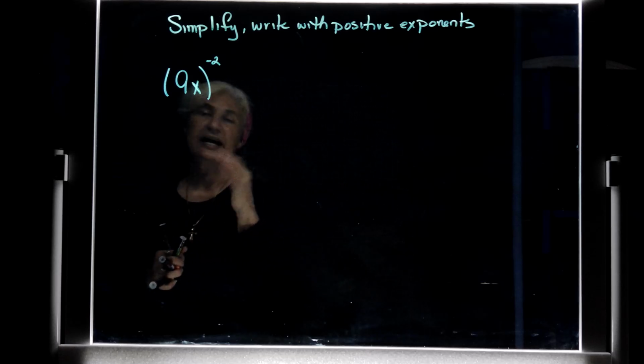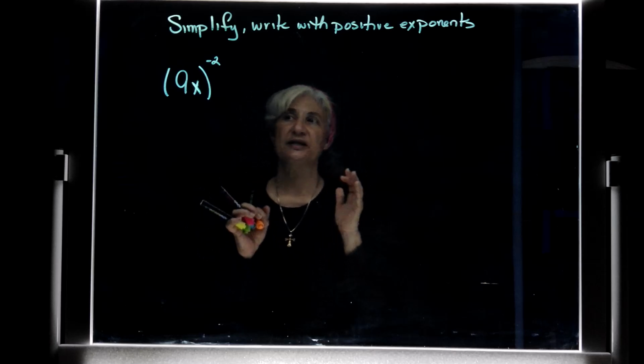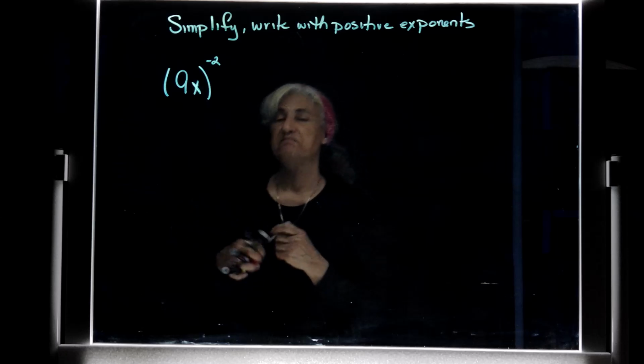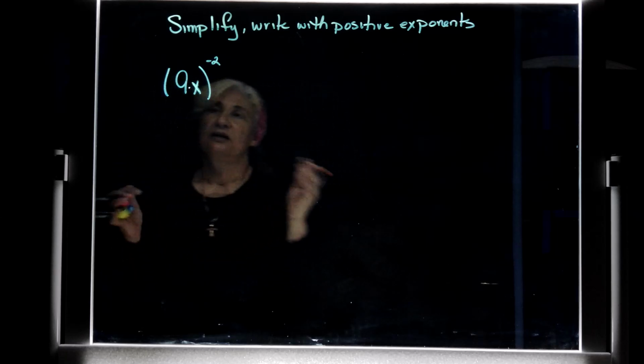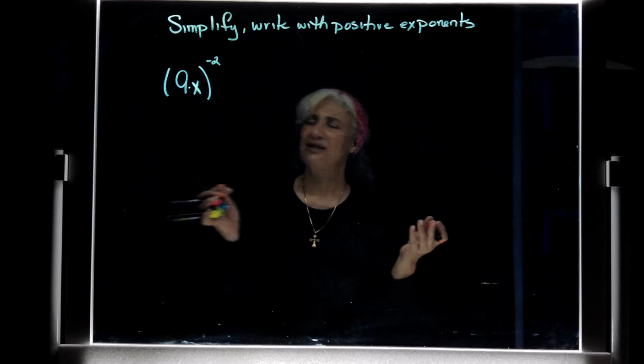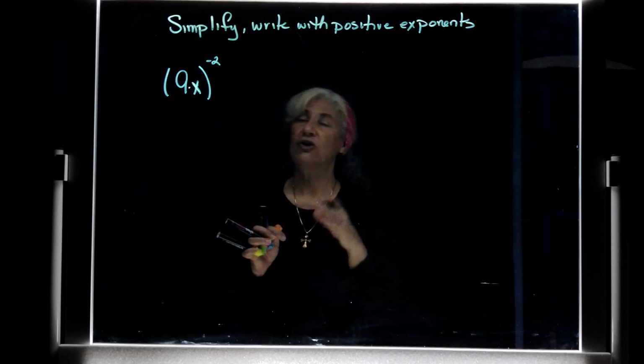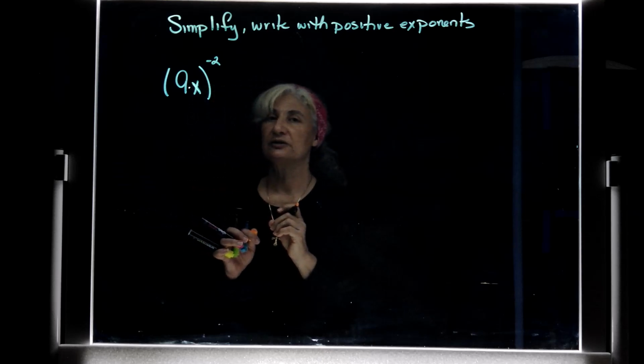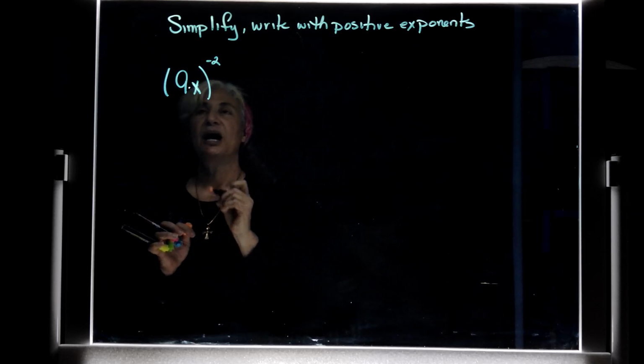So I have parentheses. Order of operations says do parentheses first. What operation is in the parentheses? Multiplication. So can I do 9 times x? No. But if you recall from a different lecture video, this particular problem is extremely similar.